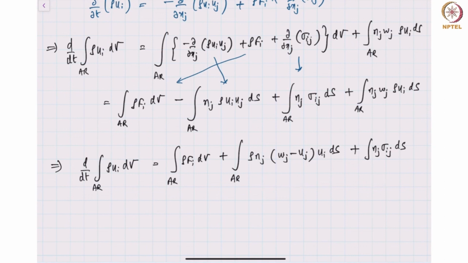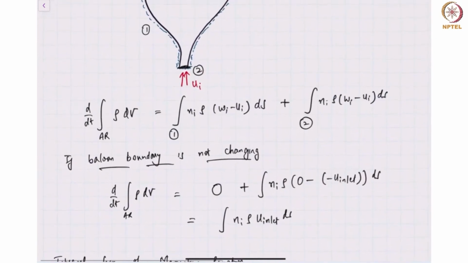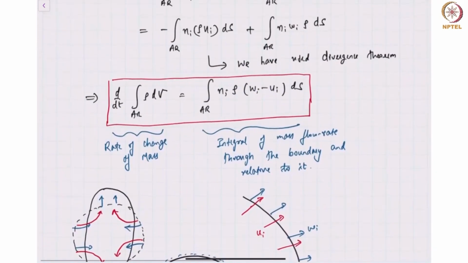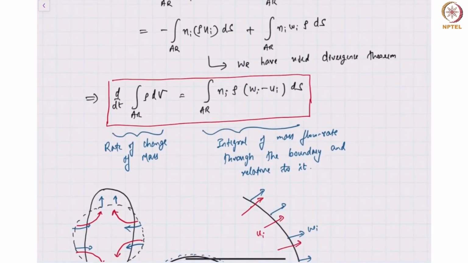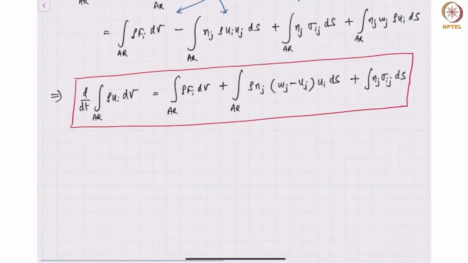So this is an important result. Basically, let's put this in a box. This is the integral form of the momentum equation. So let's look at the integral form of the mass equation, which is this equation, or the integral form of the continuity equation. And then we also have the integral form of the momentum equation.